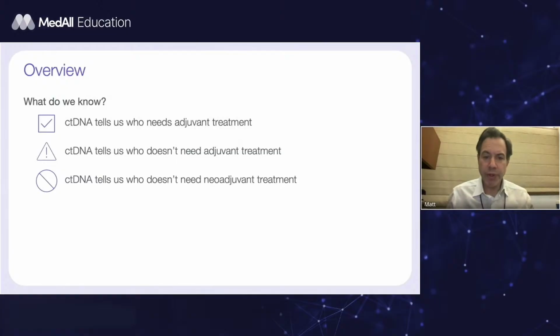So let's start with what we know, what we don't know, and what we might want to learn in ongoing studies. What we know right now is that ctDNA really does tell us who needs adjuvant treatment after radical surgery for muscle-invasive urothelial cancer. What we don't know for certain, although there is some compelling evidence, is whether or not ctDNA tells us who doesn't need adjuvant treatment. I would say that right now, what we really don't know is whether or not ctDNA can inform us who needs neoadjuvant therapy or not. There is some early data, but we need more data to define that particular treatment decision.